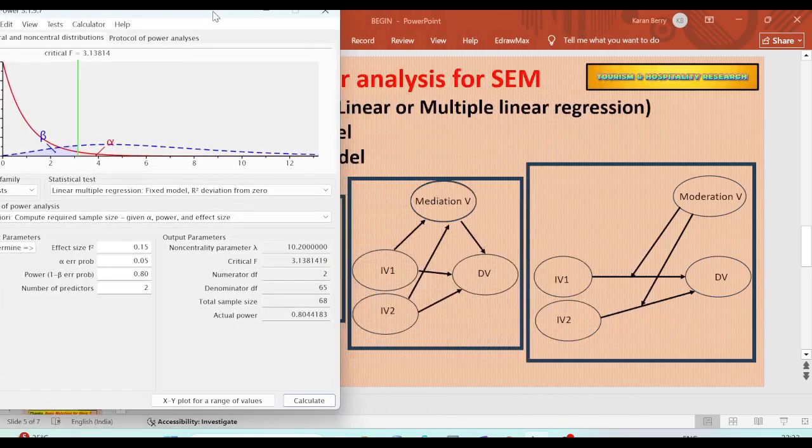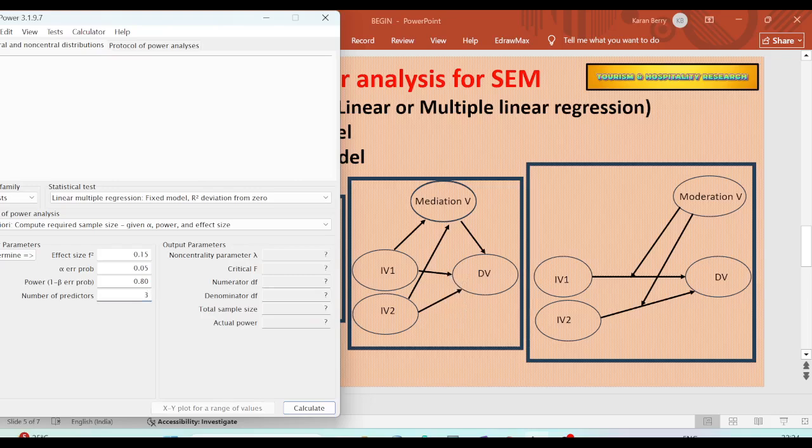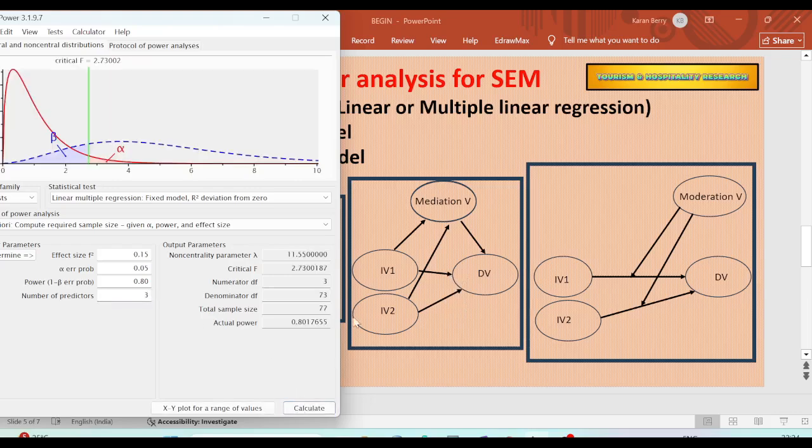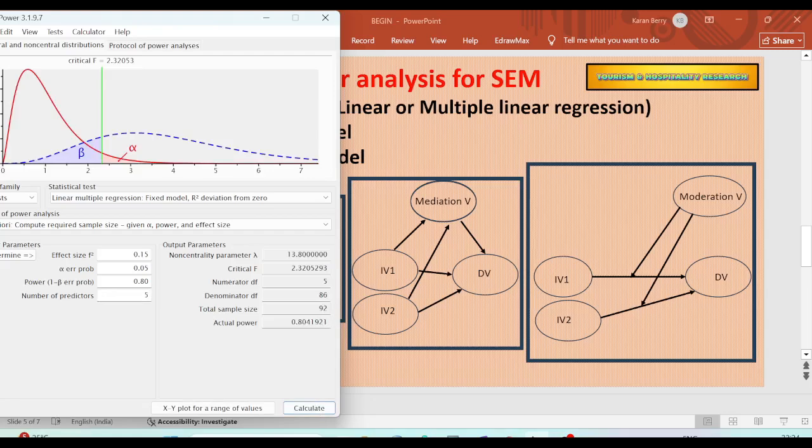Let us check out the minimum sample size required for this second model, which is the mediation model. Here we have 1, 2 and 3. We have 3 predictors. So let us change it to 3. Now you have 77. And for this last one, moderation model, we have 5. So we'll put here 5 and get 92. So that means that as you increase the predictors, the sample size is going to increase.